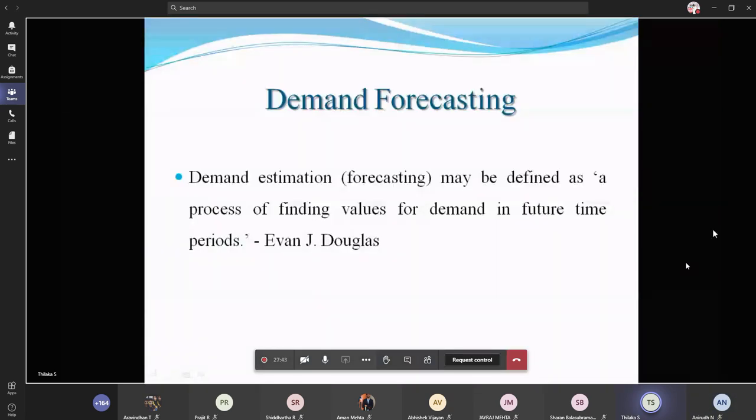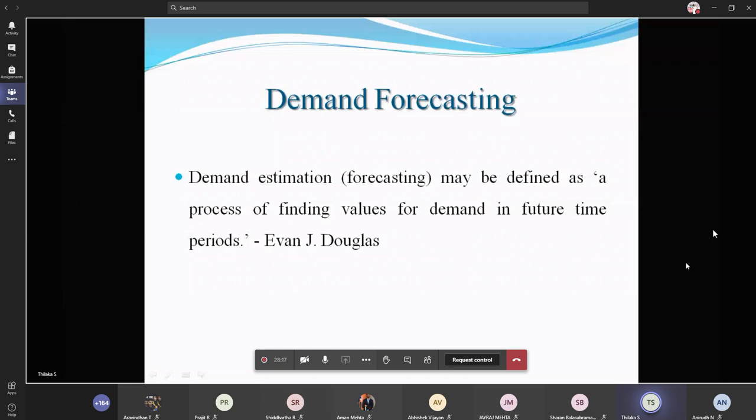This is the definition given by Evan Douglas: a process of finding values for demand in future time periods. Demand is always in numbers, so we can predict the numbers in the future. For this, we use several methods and techniques to make a forecast. In simple words, we are going to predict what is going to be in the future, in numbers.